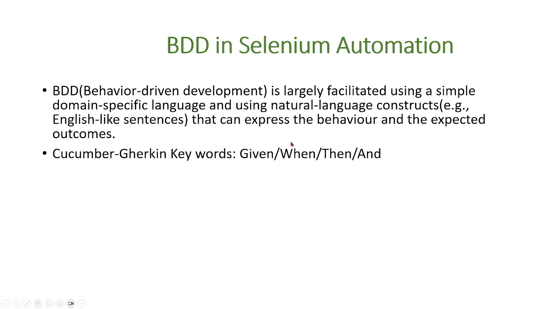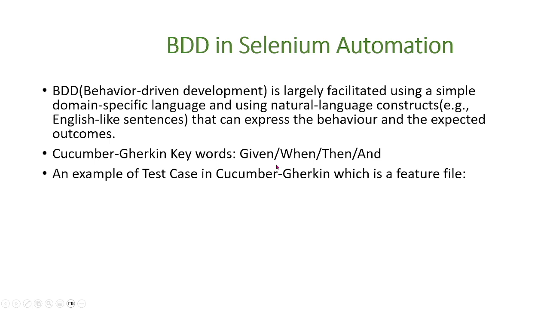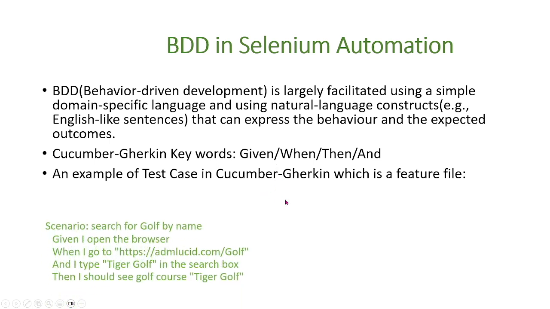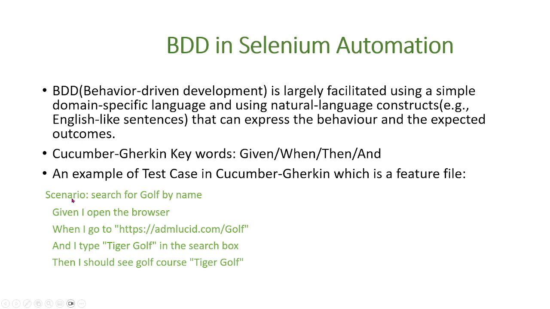Cucumber Gherkin keywords given, when, then, and are used to define the different criteria in BDD for Cucumber Gherkin. An example of a test case in Cucumber Gherkin, which is a feature file, is shown here. So we have the scenario, which is search for golf by name. We have the keywords given, when, and then.